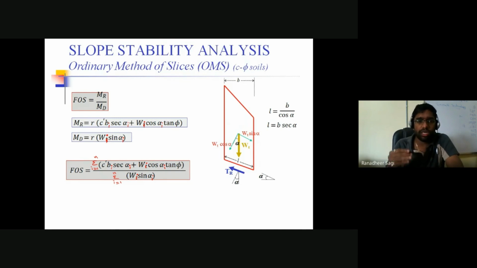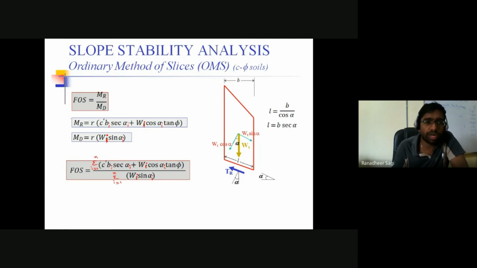What does that 1 to n indicate? For slice 1 plus slice 2 plus slice 3 plus slice 4 and so on, for n number of slices, what is your total resisting force divided by what is your driving force? The total driving force along the failure surface is to be calculated by considering each of the slices in the denominator, as well as the total force being resisted along your failure surface for all the n number of slices put together, which is to be calculated and represented in the numerator. That gives me your subsequent factor of safety.